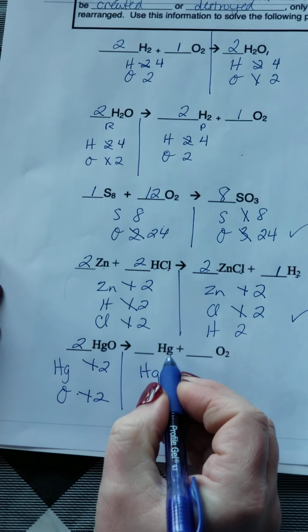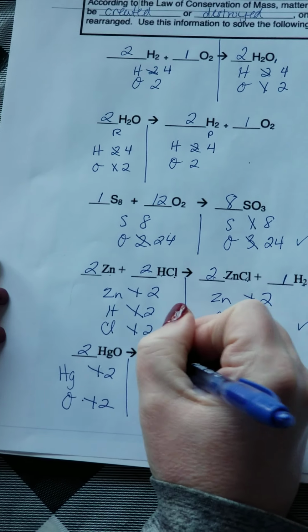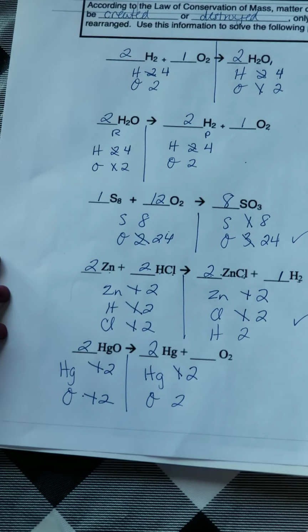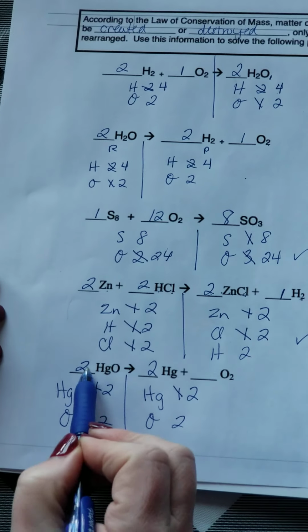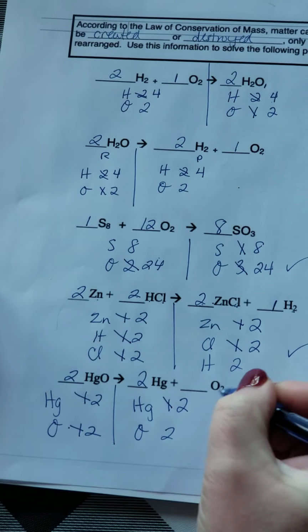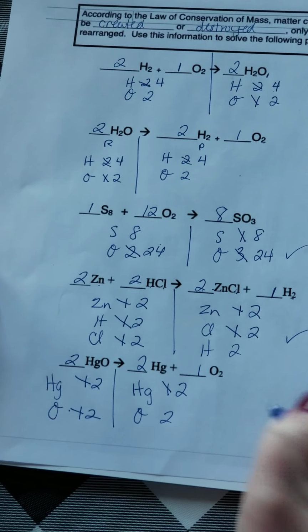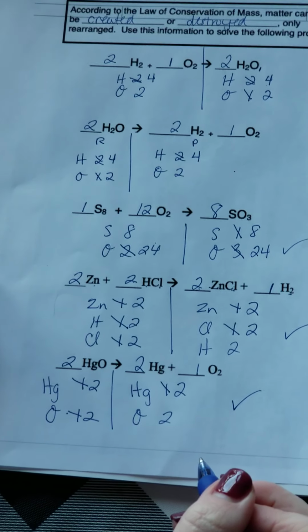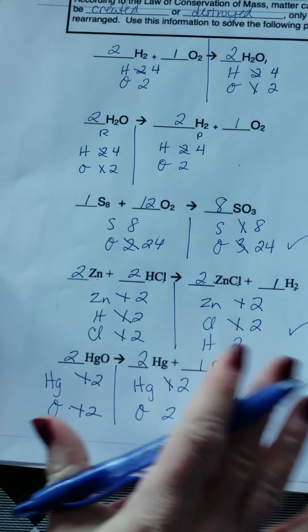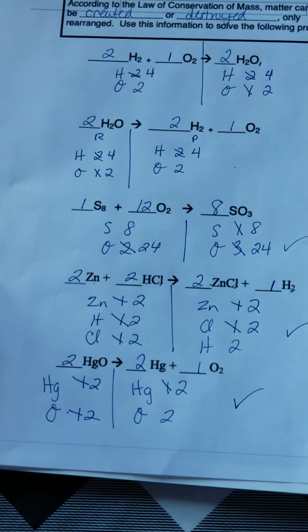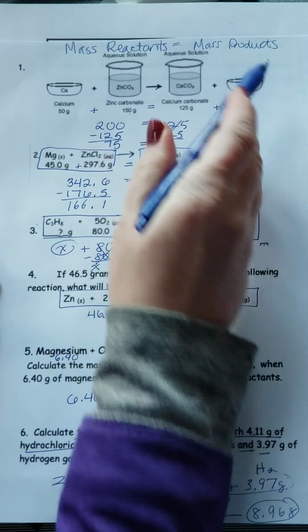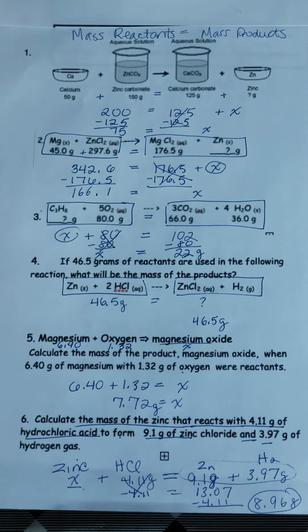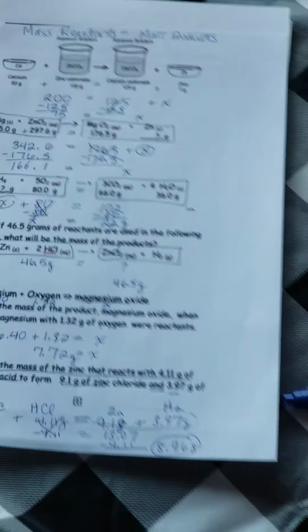So now I have to go fix the Hg's, mercury. I'll put a 2 in front. Now let's check. 2 Hg's, 2 Hg's. 2 O's, 2 O's. Again, I can leave that blank or I can put the 1 in. And now it's balanced. Okay, we're going to keep practicing this in class. Again, we're applying the law of conservation of mass where it says mass of the reactants equals mass of the products. So now let's go over and do a lab experiment.